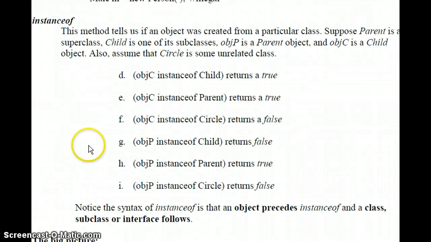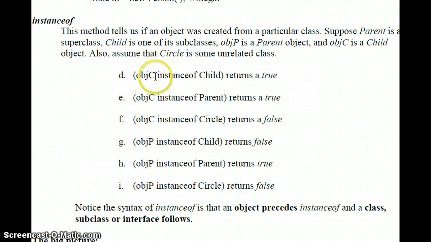All right, the last thing that we're going to cover is instanceof for lesson 35. Instanceof is a Boolean that determines if an object was created from a particular class. For this, Parent is the superclass, Child is the subclass, objP is a Parent object, and objC is a Child object.